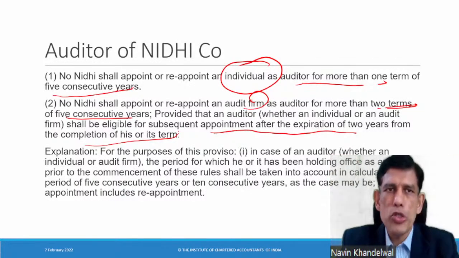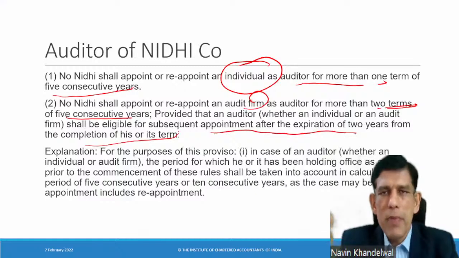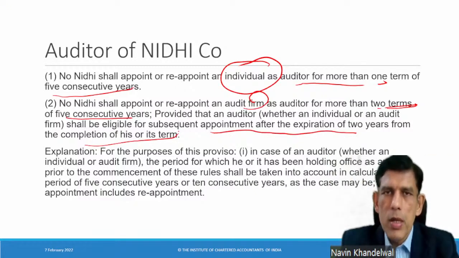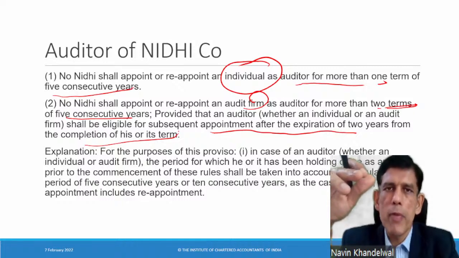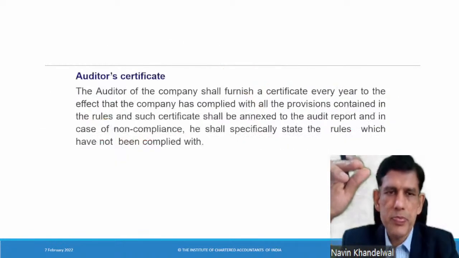So that means it gives an opportunity. You need to identify those Nidhi companies where the auditor is there for the last 5 years. That means a new auditor will be appointed. If it's a firm, wait for 10 years and then you get a chance for appointment. And then you remain there with the Nidhi company for 10 years, subject to obviously your terms and conditions being approved by the Nidhi company each year.